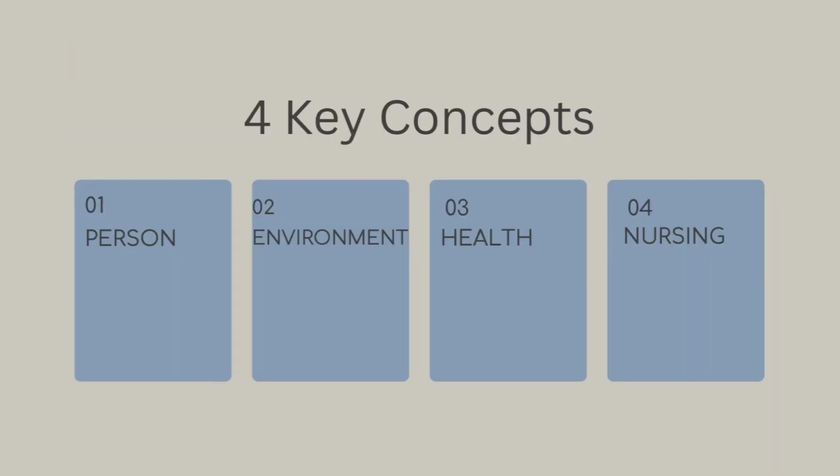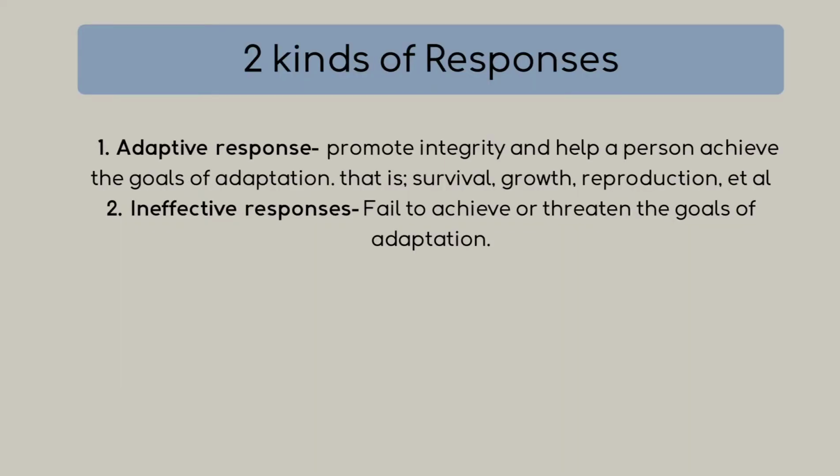We can see that all these concepts are interrelated. The person gets affected by the environment. In other words, they receive stimuli and they respond to it, and there are two kinds of responses. First, the adaptive response. It promotes integrity and helps a person achieve the goals of adaptation, that is, survival, growth, reproduction, and others. The second is ineffective responses. It fails to achieve or threatens the goals of adaptation.